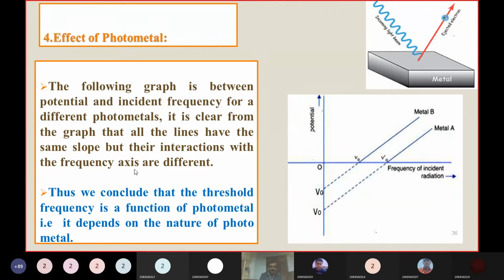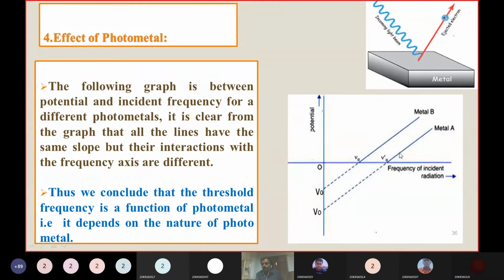Here is the following graph between the stopping potential and incident frequency for different photometals. It is clear from the graph that all the lines have the same slope, but their intercepts with the frequency axis are different. See here, I am taking frequency on the x-axis and stopping potential on the y-axis.